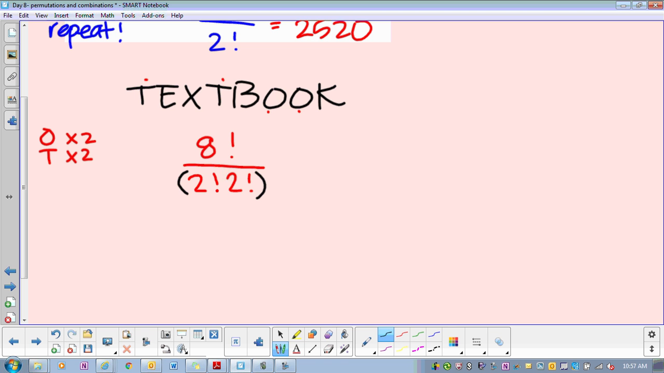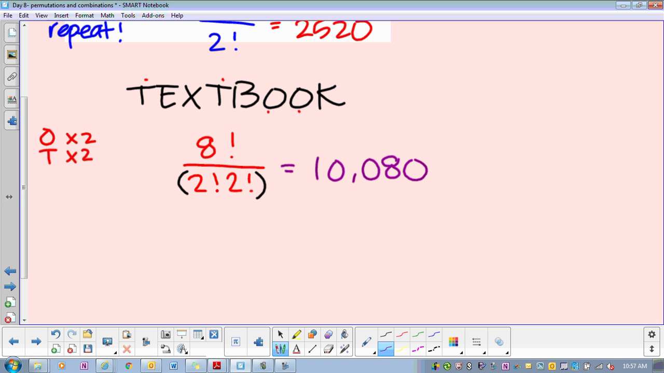180. 10,080? Yeah? Did you guys get 10,080? Okay? If you have repeating letters, you just have to write them separately with their own factorial, and then just make sure you put it in parentheses down at the bottom in your denominator.